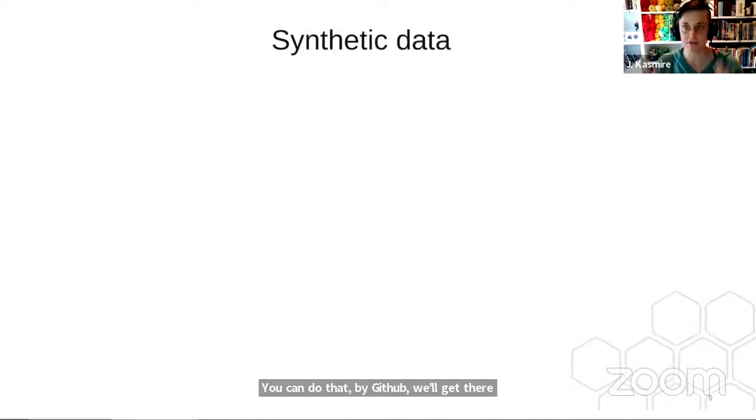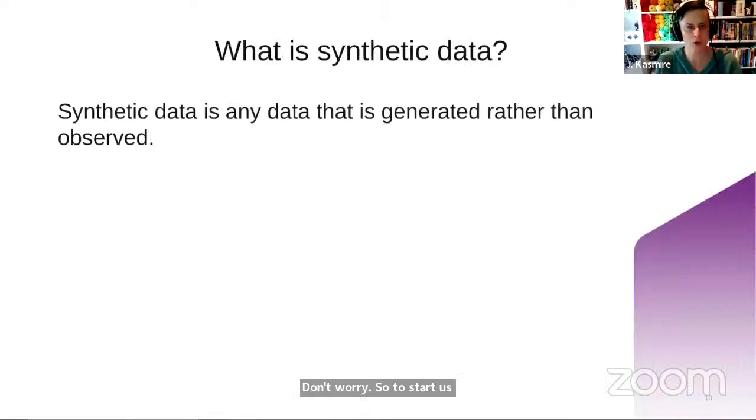So to start us off, synthetic data. What is it? Usually when we say that data is generated, we mean generated by a computer, but this is not strictly necessary. So synthetic data is any data that is generated rather than observed. And usually we mean by a computer, not always. So for example, a string of numbers made up on the spot is still generated, but I'm not a computer. I'm just a computational social scientist.